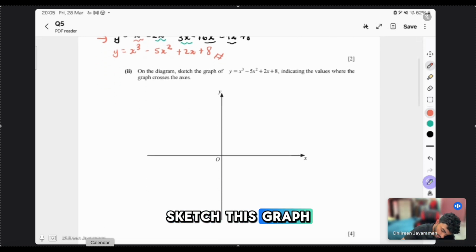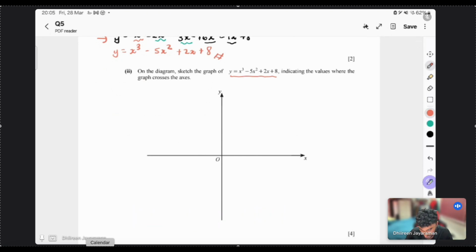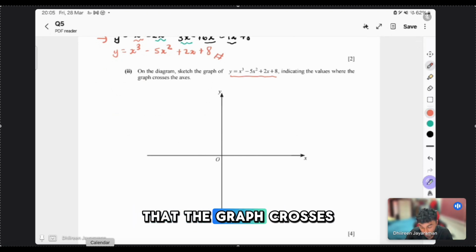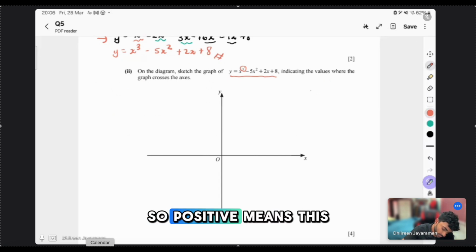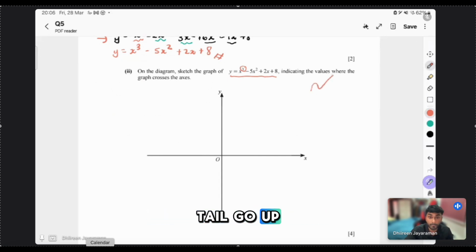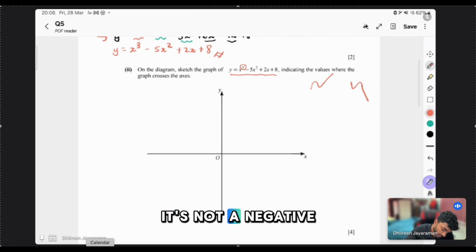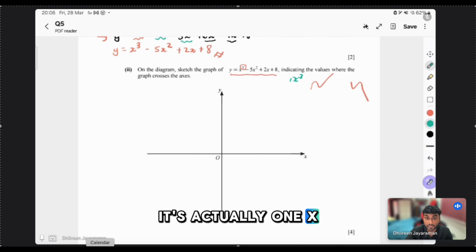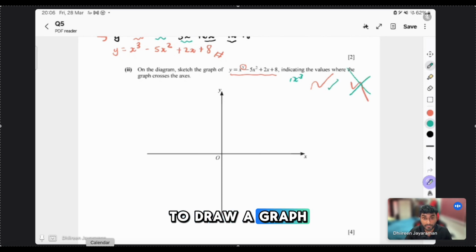Sketch this graph, indicating all the values that the graph crosses on the axis. First thing is to see if the x cubed is positive or not. It is positive. So positive means this tail goes up. That's how we end. Negative means this tail goes down. It's not a negative number because we've got x cubed, right? It's actually 1x cubed. So this is wrong. We know we need to draw a graph like this.